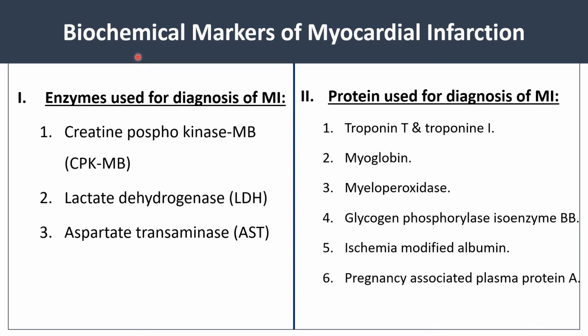Among the enzymes, which is the most sensitive one? If the question is asked like this, then the answer is CPKMB. Okay, I'll repeat. Among these 9 markers, which is the most sensitive one? Then the answer is troponin. Among the 3 enzymes of myocardial infarction, which is the most sensitive one? Then the answer is CPKMB or CKMB. Okay, so that's all about myocardial infarction.